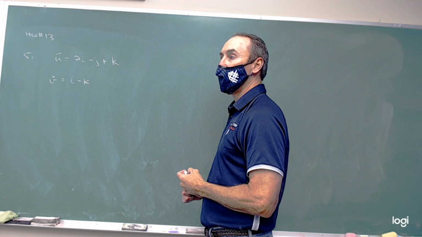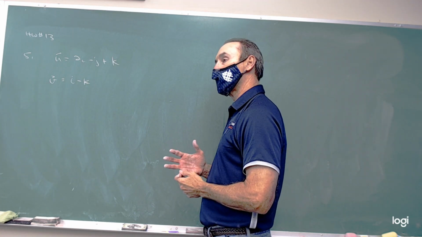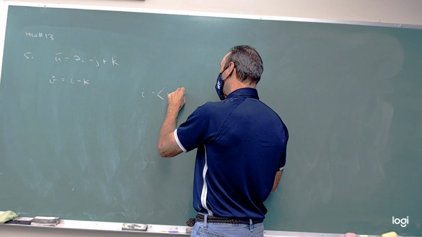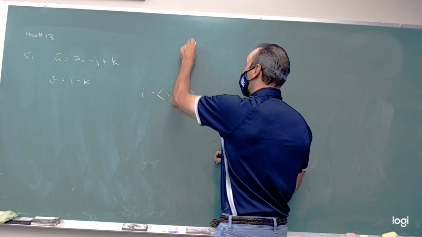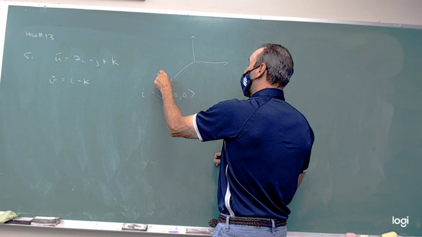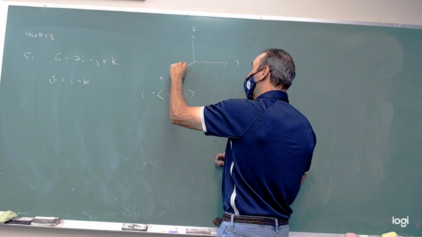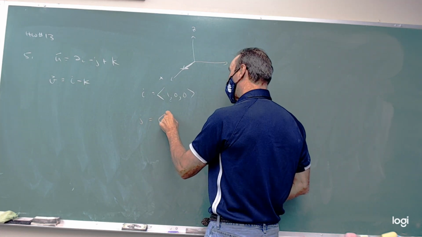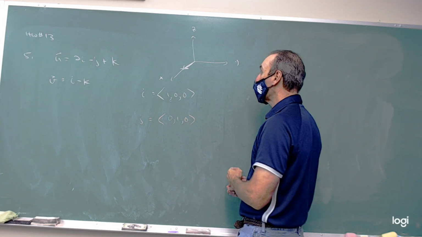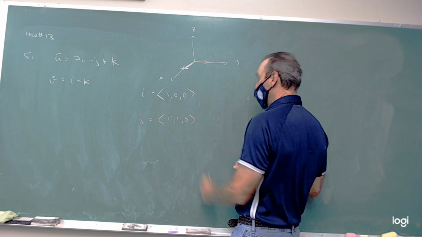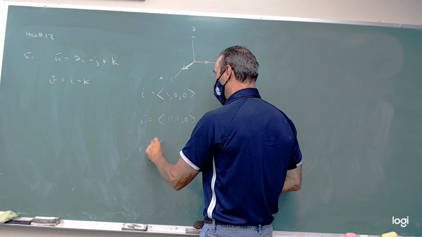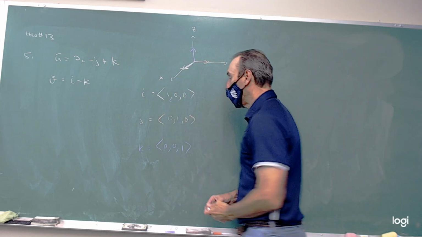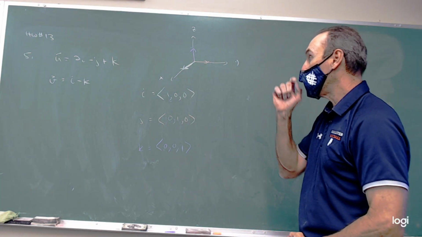So i, j, and k are known as the unit vectors in the direction of the x-axis, y-axis, and z-axis. So i is that unit vector in the x direction. If you imagine, here's our x, that's z, and that's y. So this is i, and j is the unit vector in the direction of the y-axis, so it's going to be that vector there. And z, or k, is the unit vector in the z direction, so it's going to be that vector there.